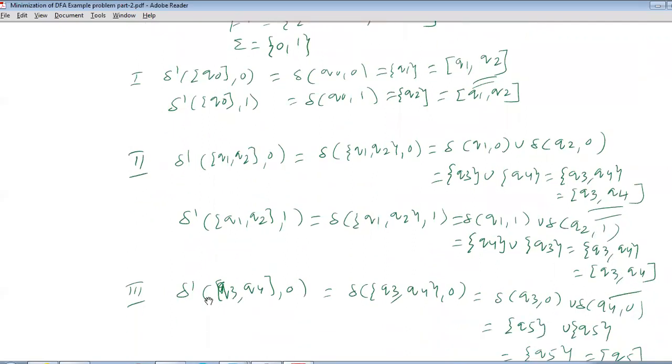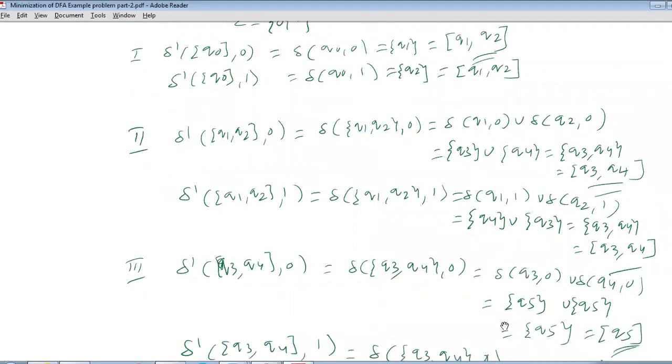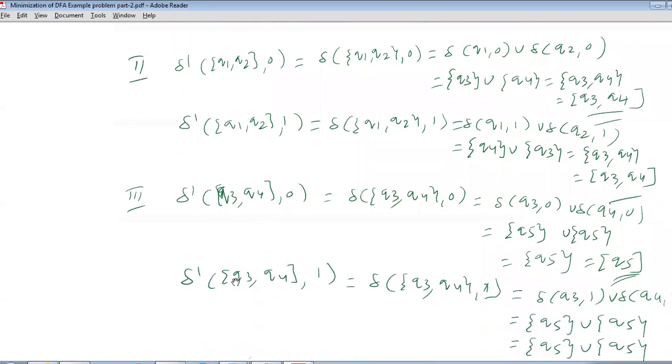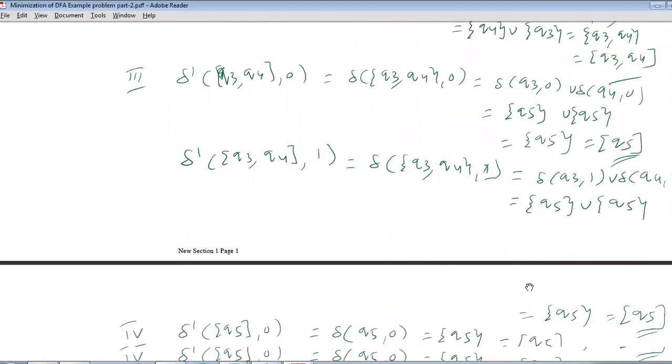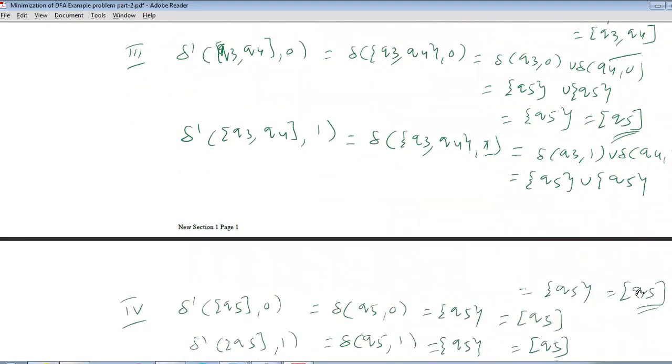Then similarly, next state is Q3 Q4. Delta dash of Q3 Q4 on 0 equal to delta of Q3 Q4 on 0. Then by applying union rule, here you will get Q5 union Q5. So Q5 union Q5 equal to Q5. So Q5 directly we have as a state in Q dash. So no problem. Then delta dash of Q3 comma Q4 on 1 equal to delta of Q3 comma Q4 on 1. Then by applying union rule, delta of Q3 on 1 union delta of Q4 on 1. So again, by substituting the transitions here, you will get Q5 union Q5. So finally, you will get Q5 only. So this state already exists in Q dash.